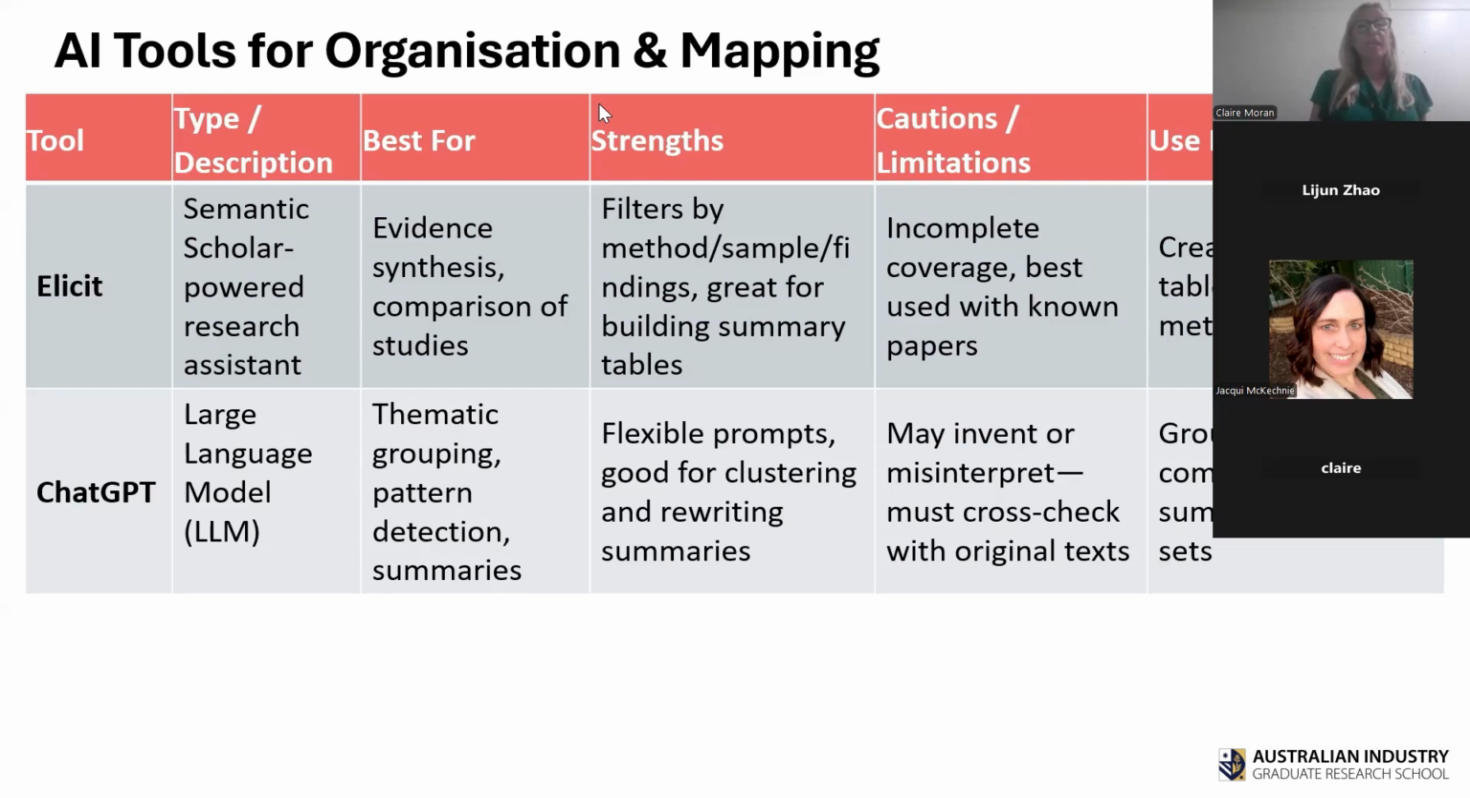Again, we have our ChatGPT where we can upload our papers and ask it to group the papers according to patterns, thematic grouping. It could be about key findings, it could be a particular area, it could be methodology, whatever it is. The prompt can be really flexible. It can be good for clustering and also for helping us rewrite summaries. Again, back to this problem of inventing or misinterpreting, making sure that we're cross-checking with our original texts. Useful for grouping studies, comparing themes, summarizing papers.